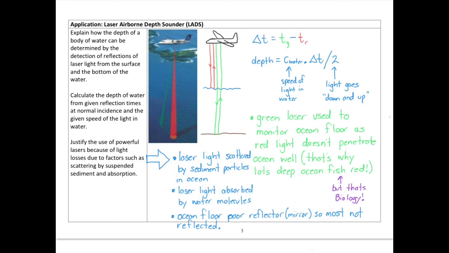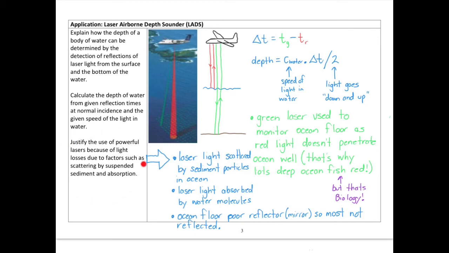The green laser is used to monitor the ocean floor rather than the red one, as the red light doesn't penetrate the ocean well. That's actually why a lot of deep ocean or deep sea fish are red in colour. It's because red is very hard to detect at great depth. But that's getting into biology, and this is physics, and we don't really want to talk about biology.